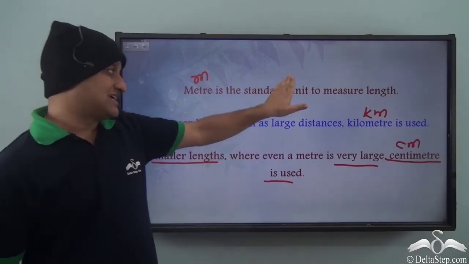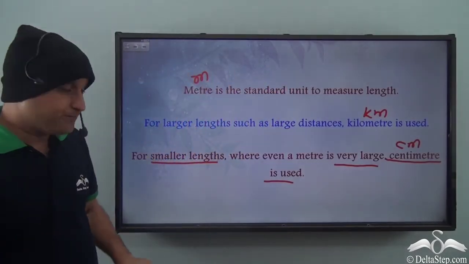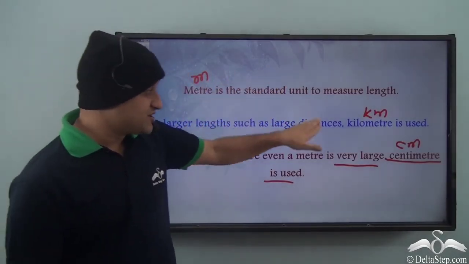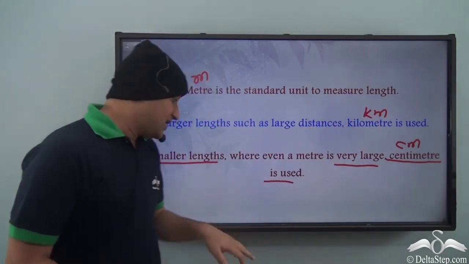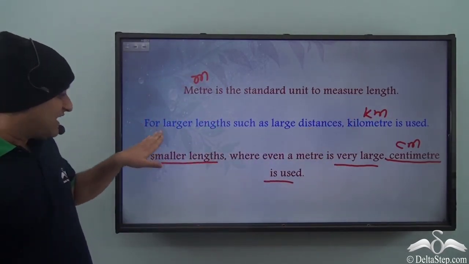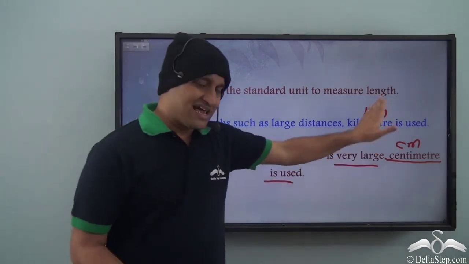So if you're talking about a standard unit for length, it's meter. When we are covering larger distances, we use kilometer. And when we are covering very small lengths, then we use centimeter.